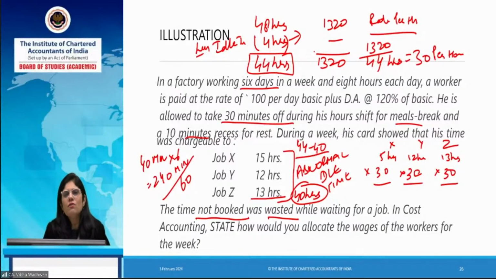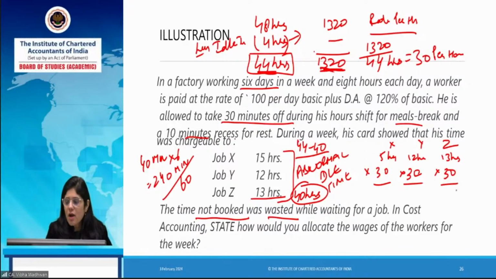This is how we calculate and allocate the direct labor cost to the jobs or to the products. Clear? So we will calculate the normal labor hour first on the basis of the effective hours and the cost. And then we will see how much actually has worked. But these are only 40. We have to do the costing for 44 hours, because the total amount that should be charged is 1320.